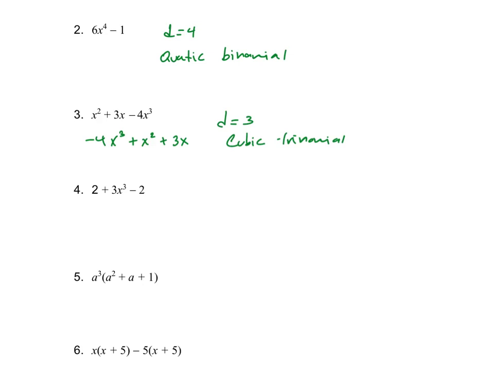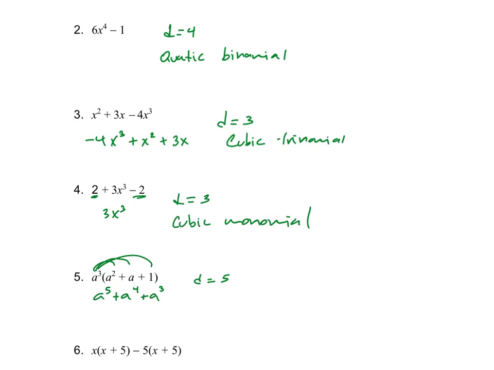Okay. So this one, again, I'm going to combine like terms. So 2 minus 2 is 0. So I have just 3x cubed. So again, my degree is 3. So I have a cubic monomial. Now, here first, I'm going to distribute that a cubed. So I have a to the 5th plus a to the 4th plus a cubed, right? My highest exponent is 5. So this is a trinomial of degree 5.